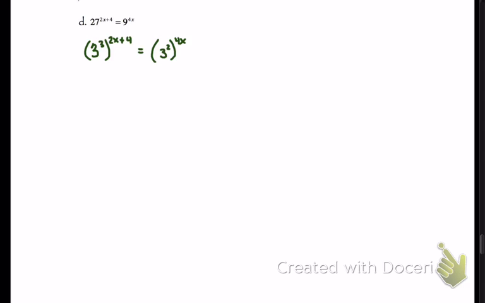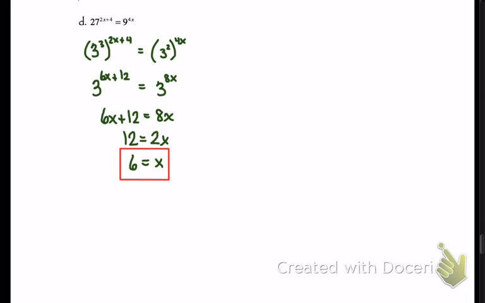So 27, rewrite it as 3 cubed, tack on the 2x plus 4. 9, rewrite it as 3 squared, and then tack on the 4x. Okay, do a little cleanup from here. I know when I have exponents right next to each other, I need to multiply them. So there we go, I've multiplied them. Now the bases are the same, so I'm allowed to drop the base and set the exponents equal to each other. And voila, all I have to do is solve for x, and I get x equals 6. Okay, so understanding, make the bases the same, go from there. I think you got it.